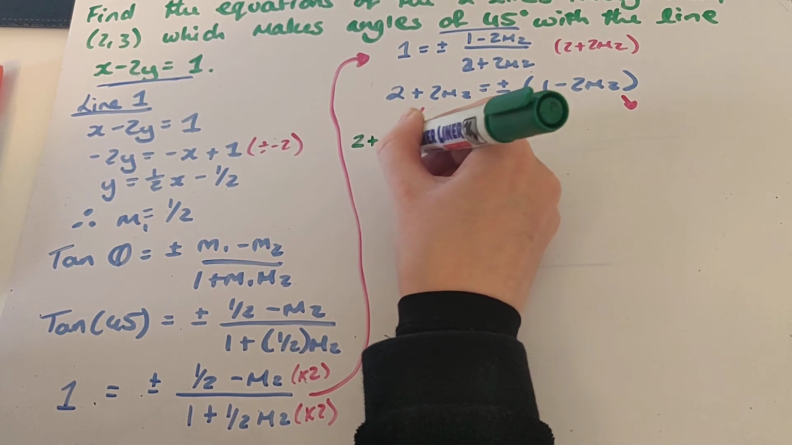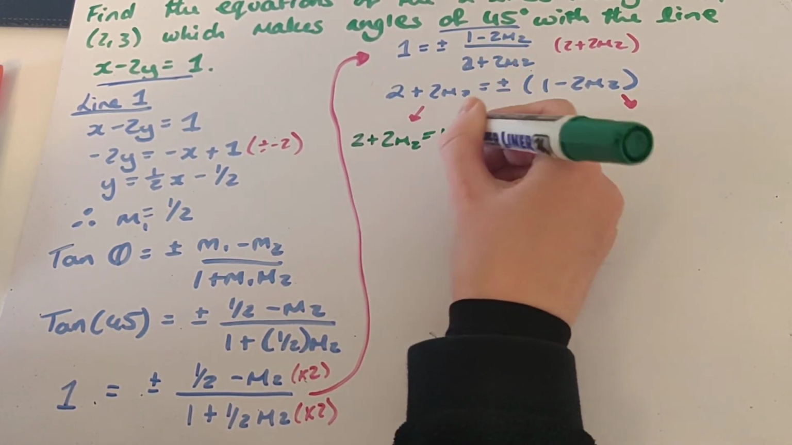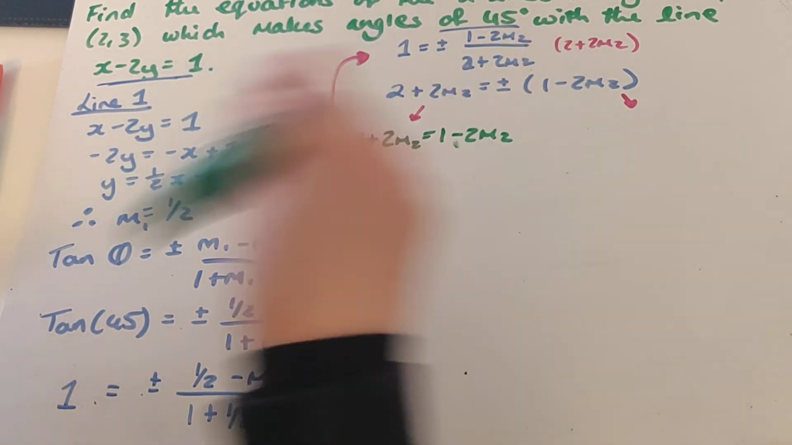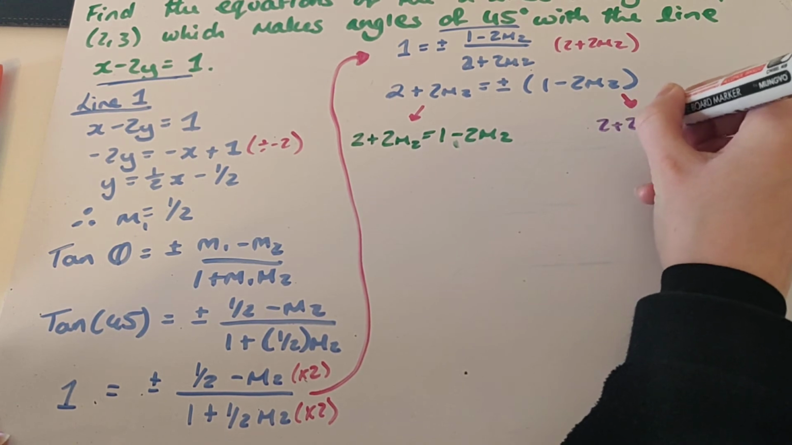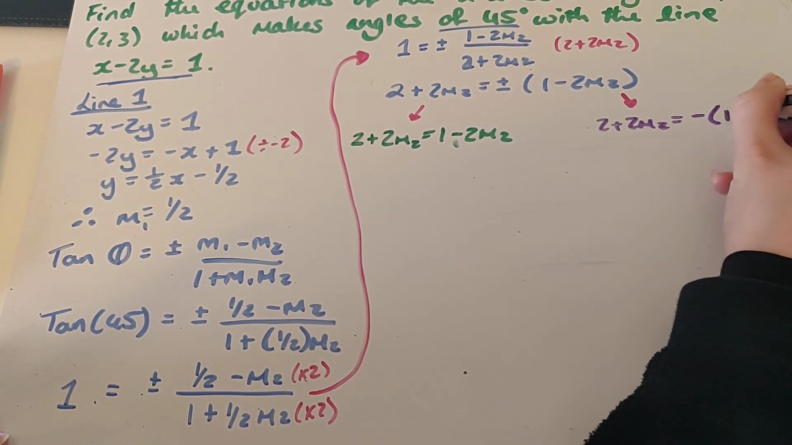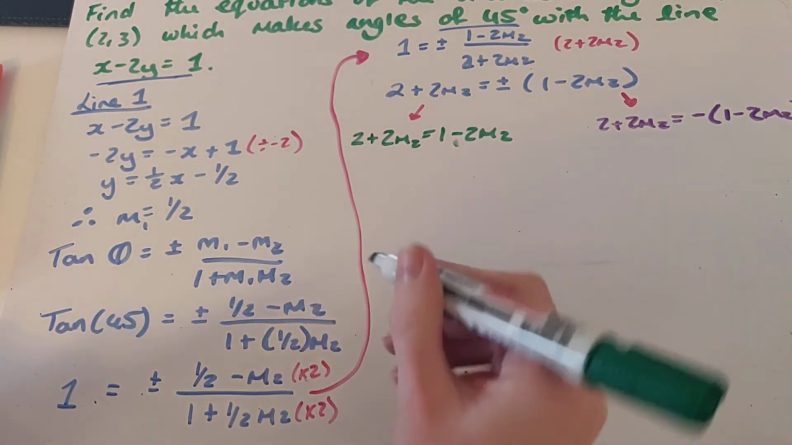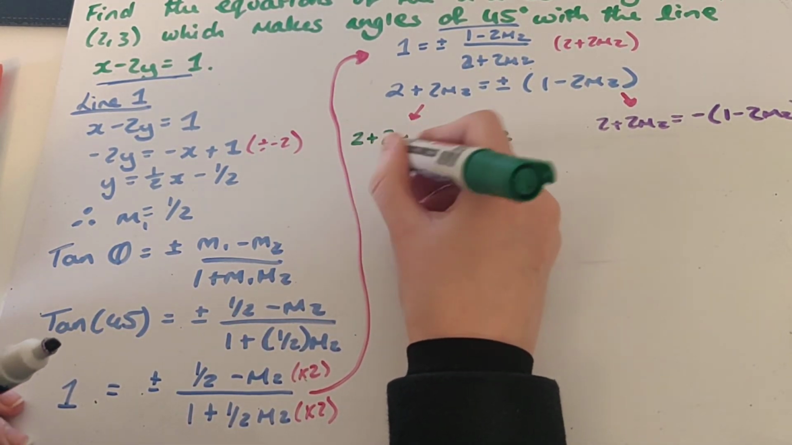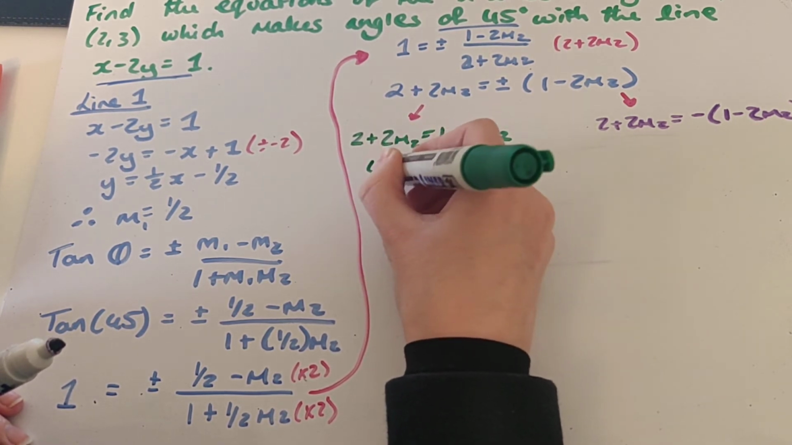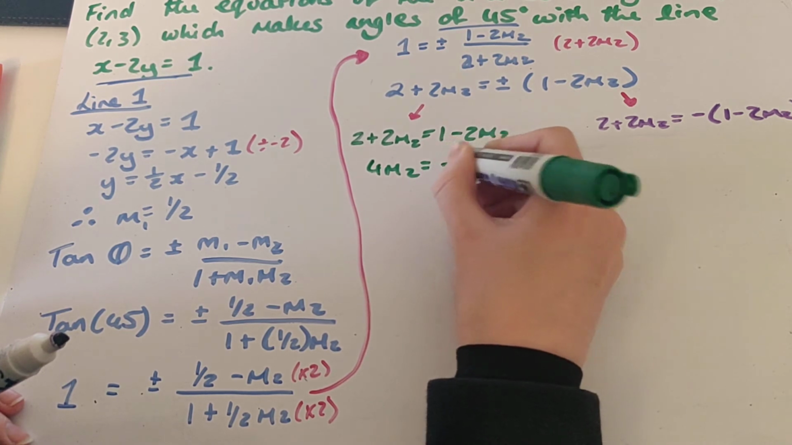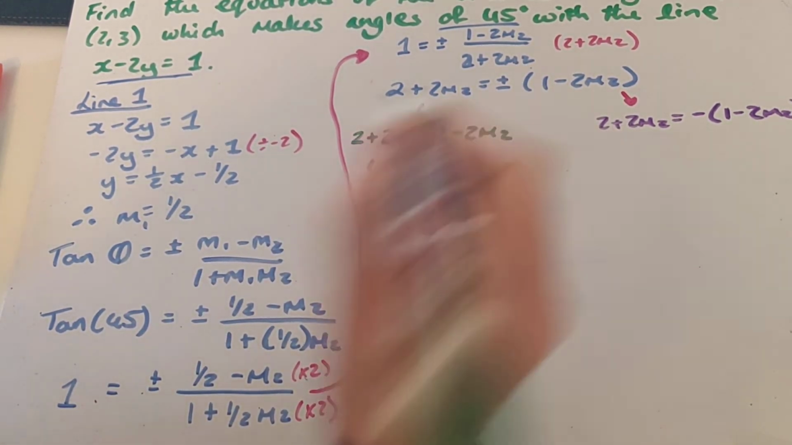So the first time I'm going to have 2 plus 2m2 is equal to 1 minus 2m2. So that's assuming that it's positive. The second time I'm going to assume that I have 2 plus 2m2 is equal to minus 1 minus 2m2. So I'm going to get two values for m2 doing it this way. So that means I'm going to bring my m2s to one side and my numbers to the other. So I get 4m2 is equal to minus 1. So m2 here then would be equal to minus 1 over 4. Okay?